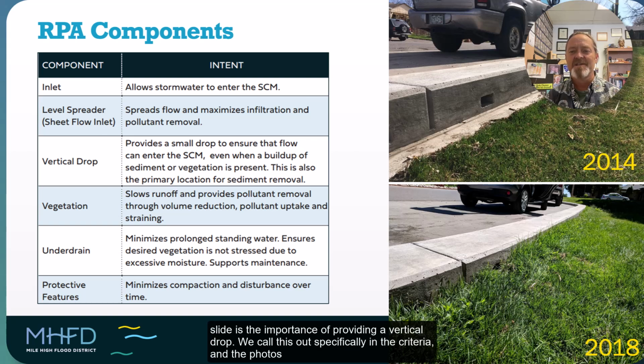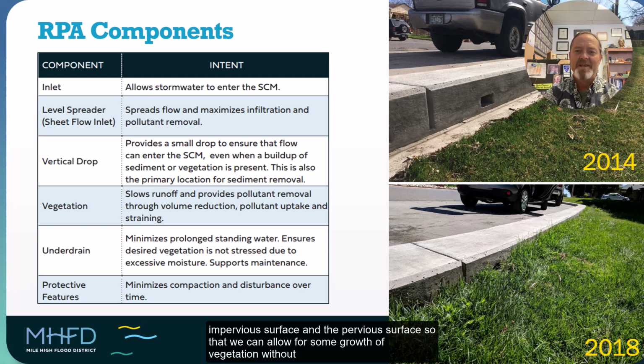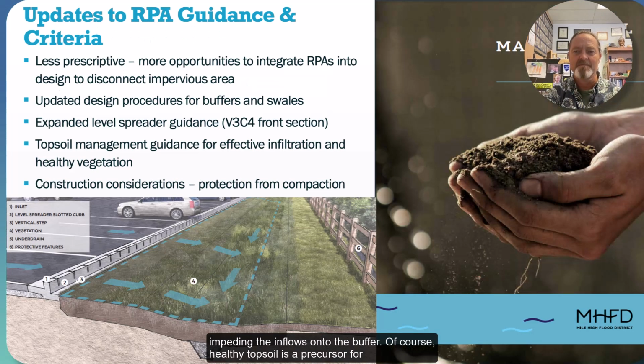Another thing to note on this slide is the importance of providing a vertical drop. We call this out specifically in the criteria, and the photos on this slide illustrate why that's important. As you can see here, we have a slotted curb, and the photo on the bottom shows that the grass has grown up and is obscuring a lot of the slots in the curb, impeding the flow of runoff onto the buffer. Therefore, we want to have about a 3-inch drop between the impervious surface and the pervious surface so that we can allow for some growth of vegetation without impeding the inflows onto the buffer.